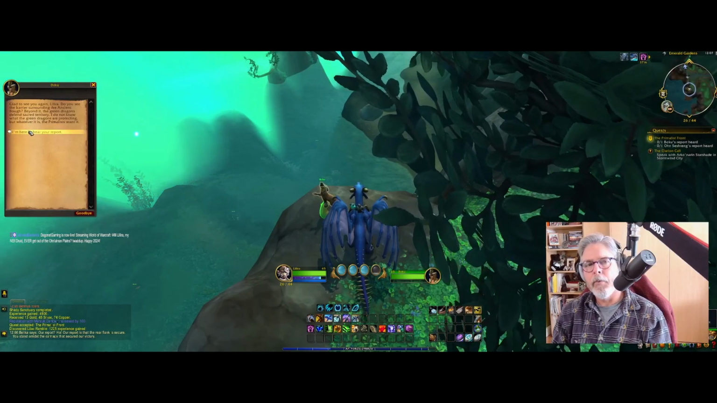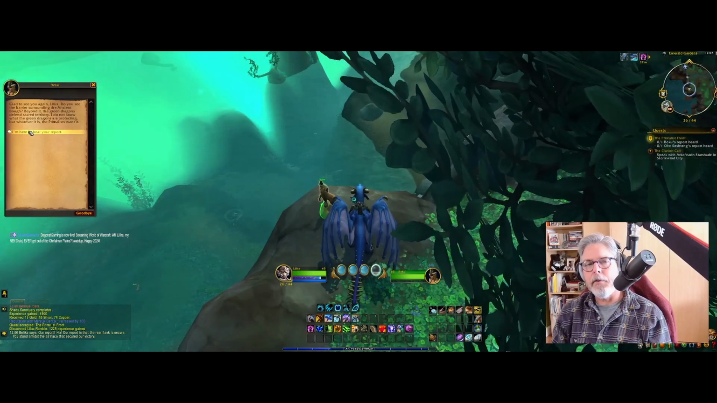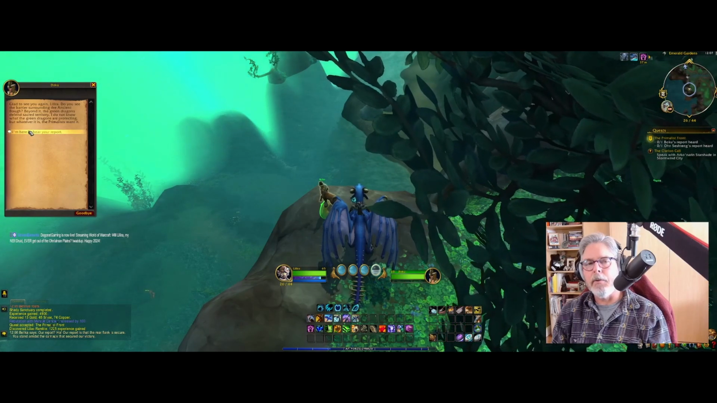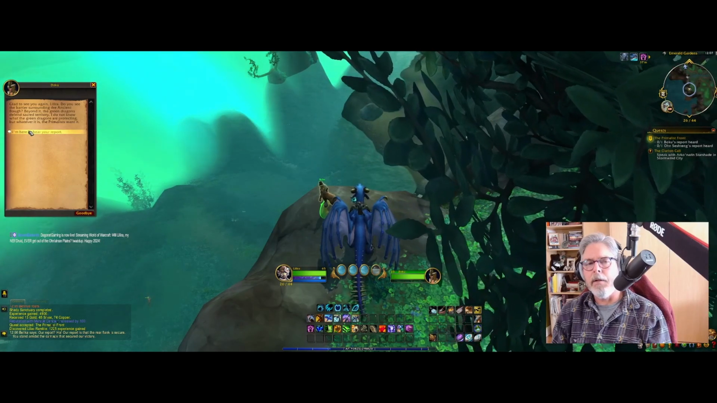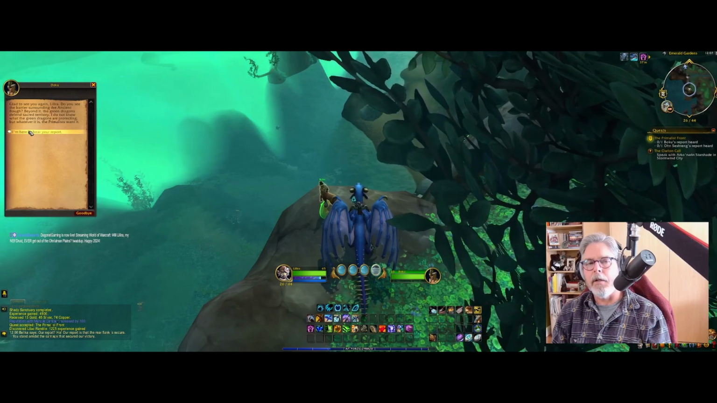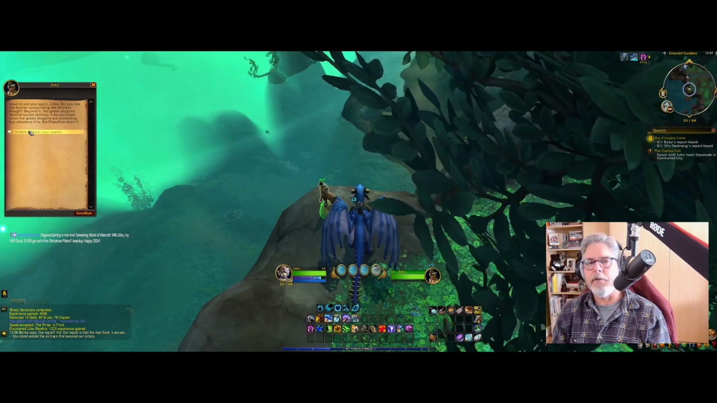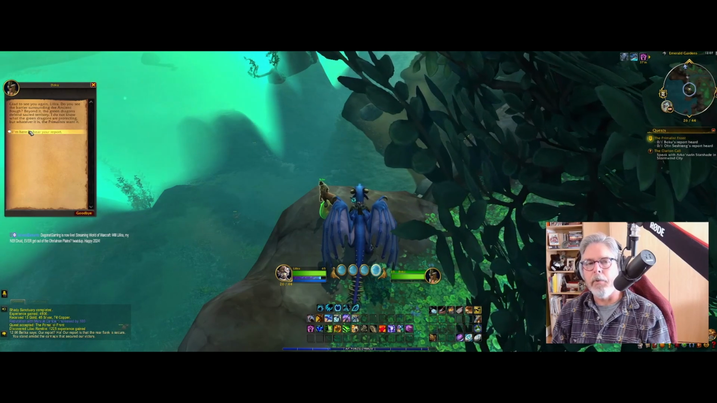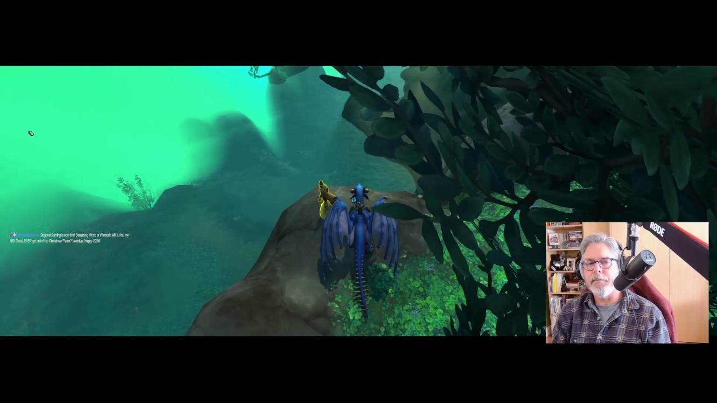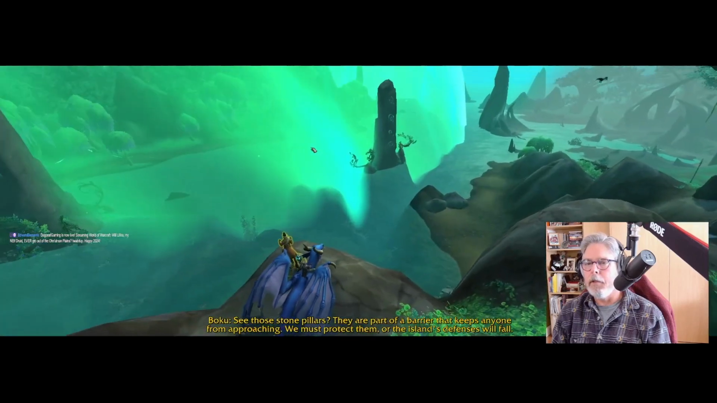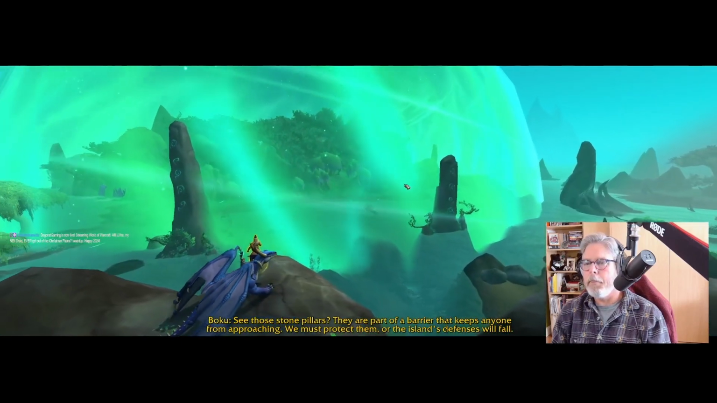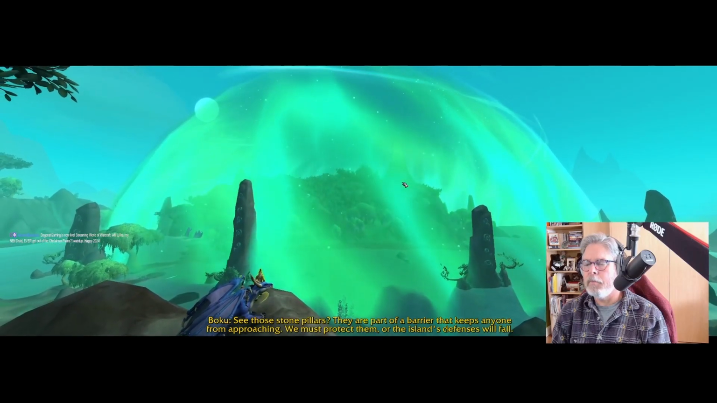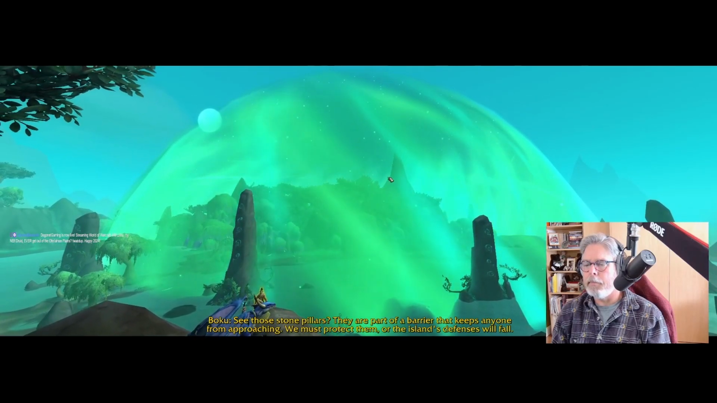See what others cannot. Glad to see you again. Do you see the barrier surrounding the ancient bow? Beyond it, the Dream Dragons defend sacred territory. I do not know what the Green Dragons are protecting, but whatever it is, the Primalists want it. See those stone pillars? They are part of a barrier that keeps anyone from approaching. We must protect them, or the island's defenses will fall.